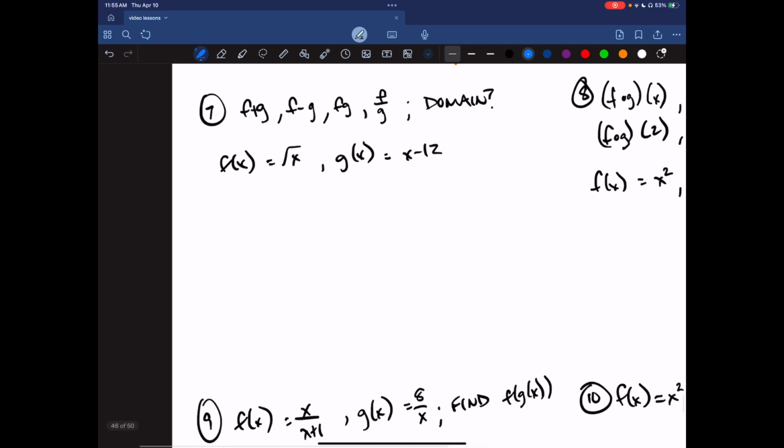Okay, so on number 7, I'm going to take my two functions, f of x and g of x, add them together, subtract them, multiply them together, and divide them. And each time I'm going to find the domain of each one. So it's actually pretty simple. It's not as bad as you think it is.